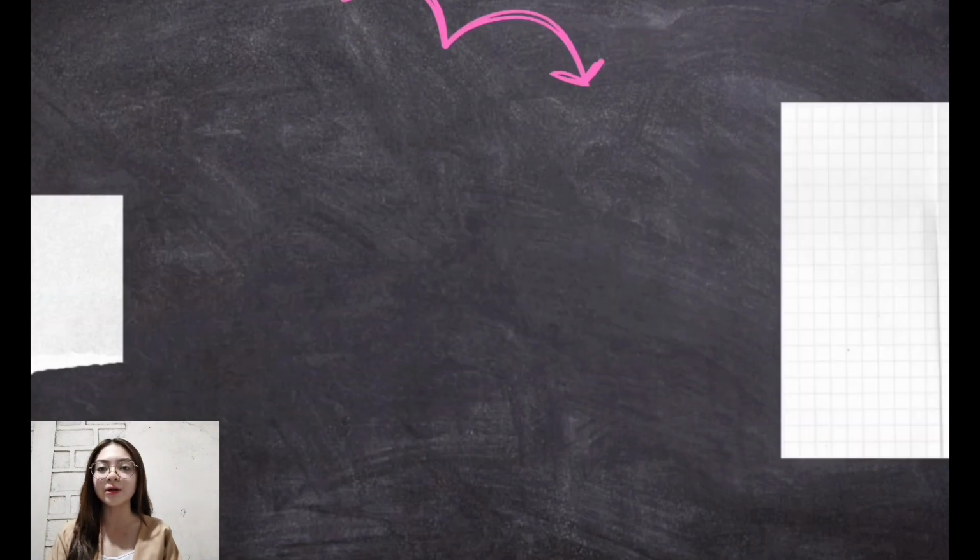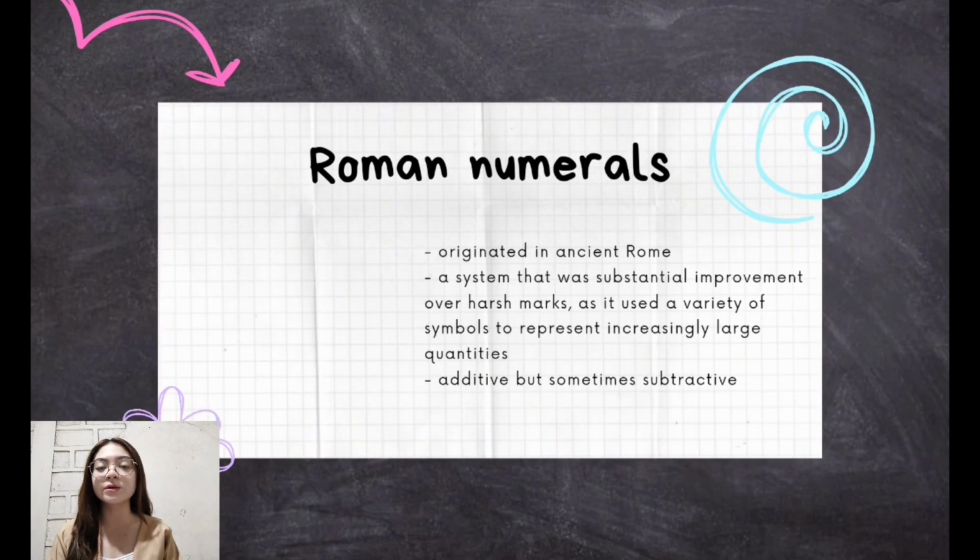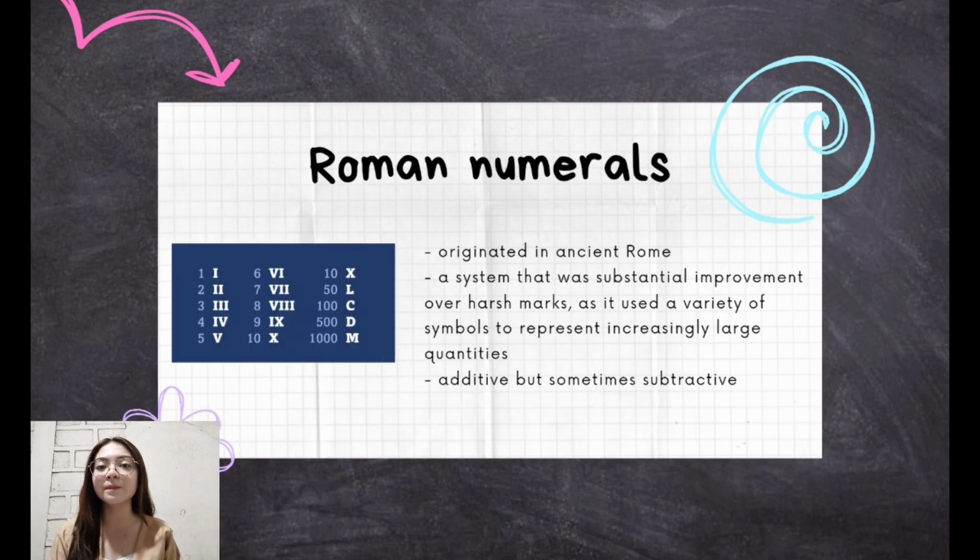First, Roman numerals. This numeral system originated in ancient Rome and was used throughout the Roman Empire. It is based on the symbols here in the pictures representing the numbers 1, 5, 10, 50, 100, 500, and 1000 respectively. Roman numerals are additive, but sometimes subtractive. For instance, here we have the symbol of 6. It has 5 plus 1, while for the symbol of 4, it has 1 subtracted from 5.